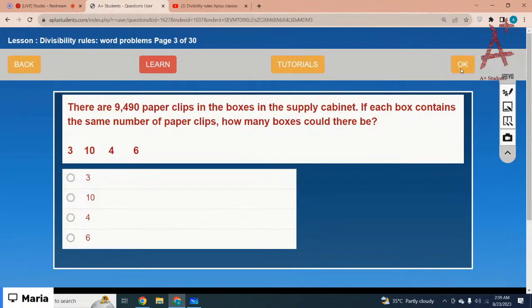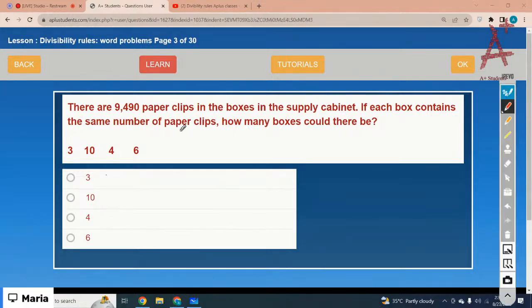There are 9,490 paper clips in the boxes in the supply cabinet. If each box contains the same number of paper clips, how many boxes could there be? Okay, you have 9,490. You can see you have 0 at the ones position, right? That means it must be divisible by 10. So the correct option is 10.